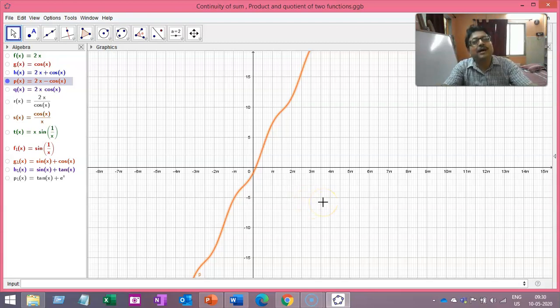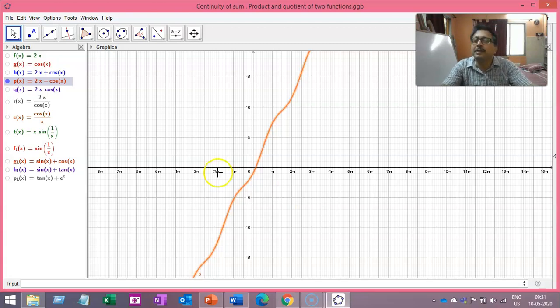In this hard time, the lockdown period, you can keep some time to play with mathematics with this dynamic software GeoGebra. I have told you earlier also, this is really very interesting. Class 12, class 11, even class 9 and 10 students have lots of things to prove by using this GeoGebra app. I'm just giving you an introduction here.